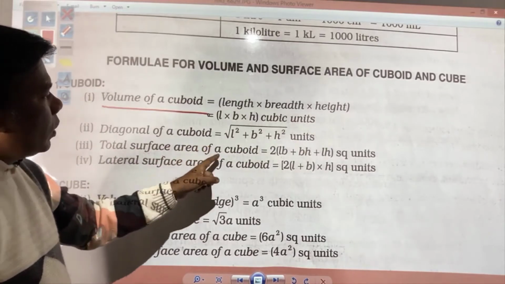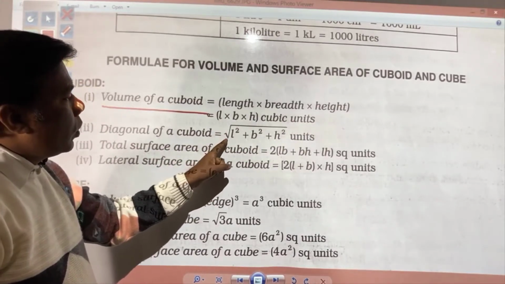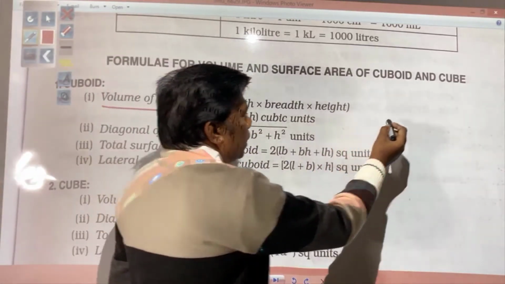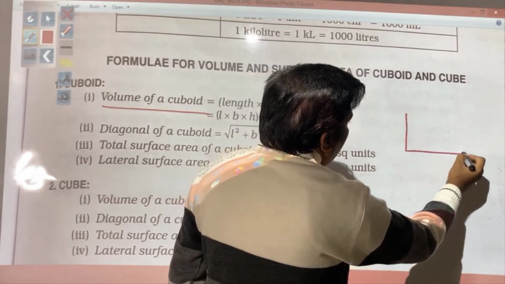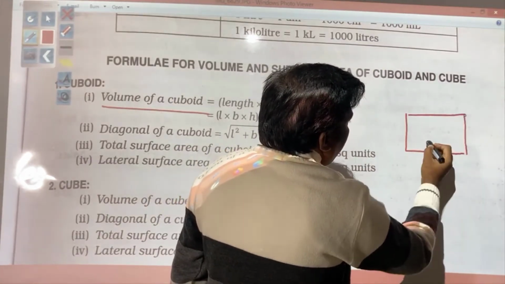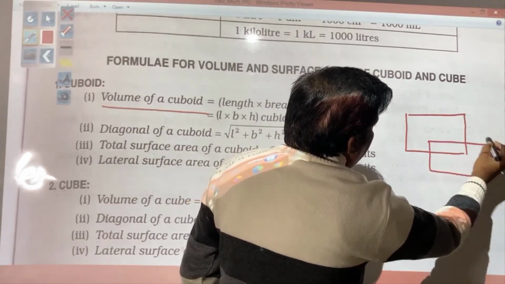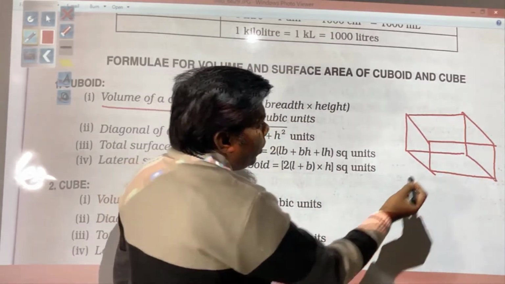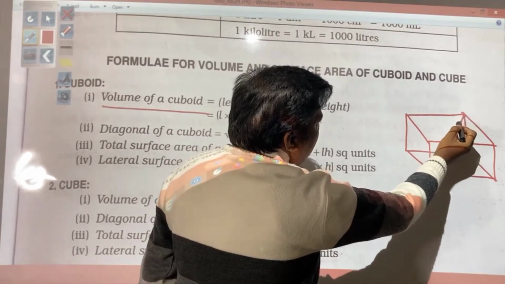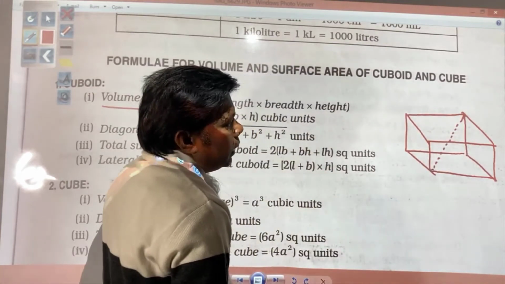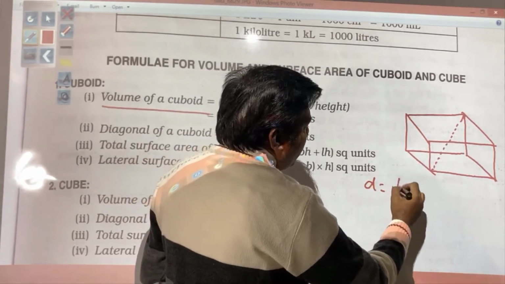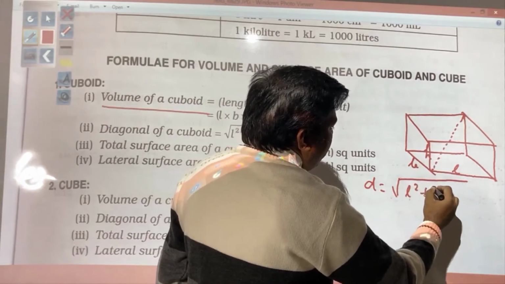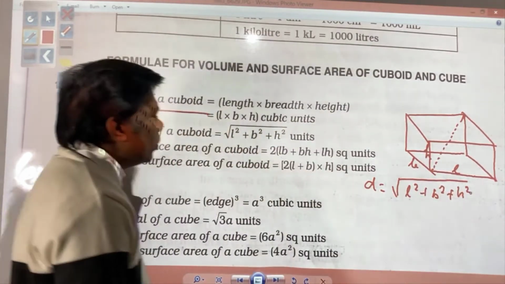Diagonal of a cuboid is equal to, you need to remember, root under L square plus B square plus H square. So just you see, suppose this is your cuboid. So diagonal will be this one. This is your diagonal. So diagonal will be root under L square plus B square plus H square, where this is L, this is B, and this is H. This you need to remember.